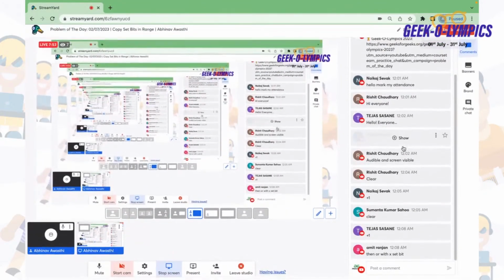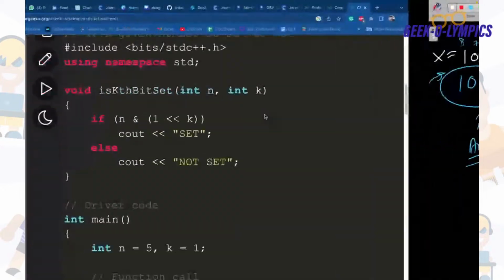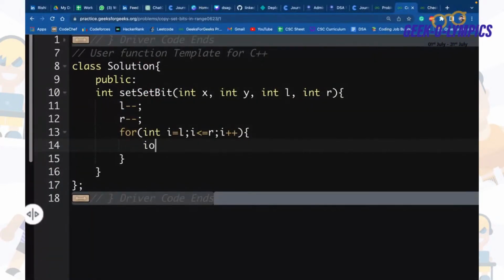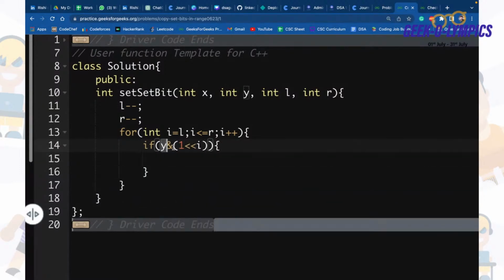Okay, so I hope you guys know. Now what we will do is check if y AND one left shift i is set. If it is set, now we have to make the same bit set in x also.